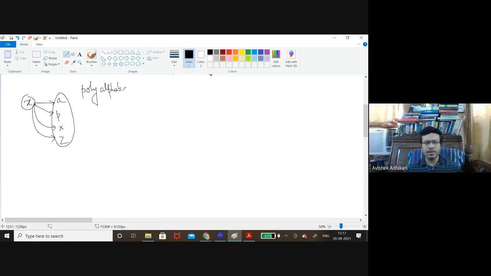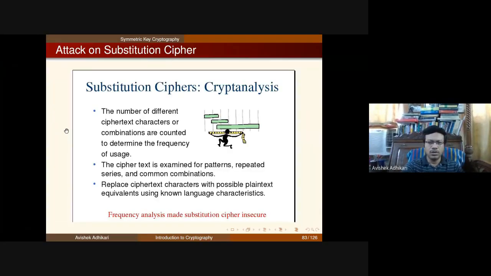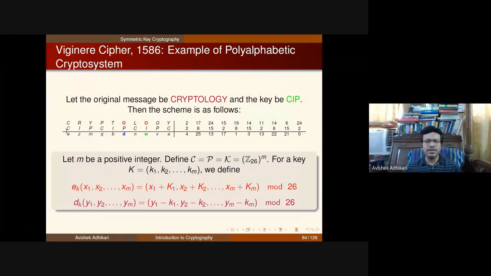Polyalphabetic cryptographic scheme, crypto scheme. So let us have some example of how it happened. This is an example known as the Vigenere cipher. It happened around 1586. It was a polyalphabetic cipher system.